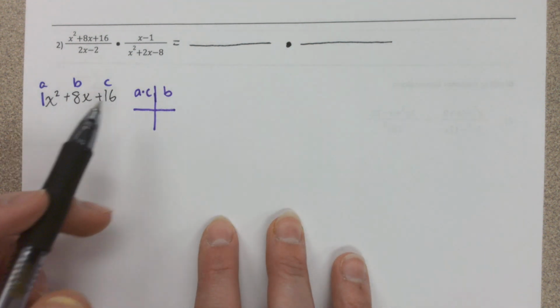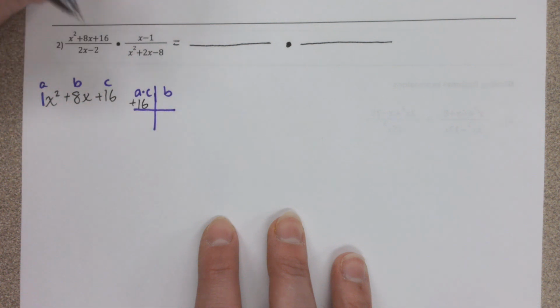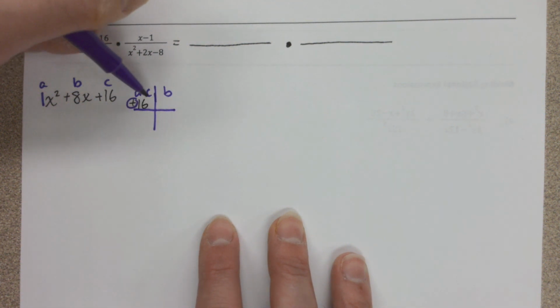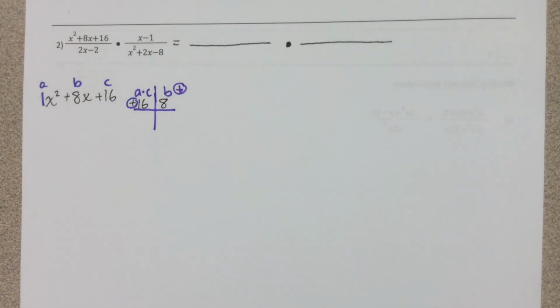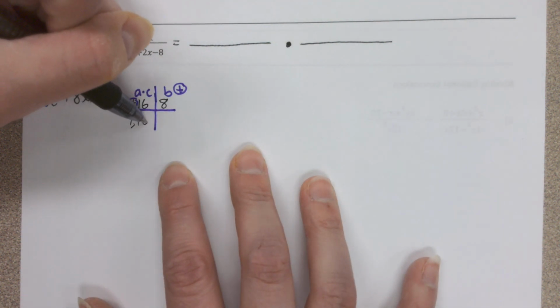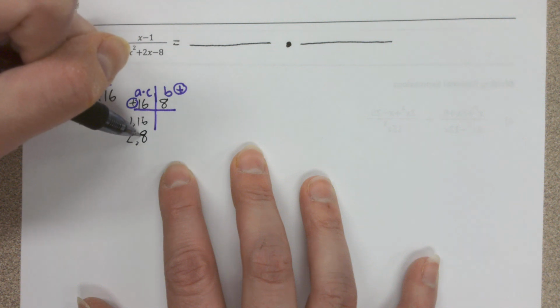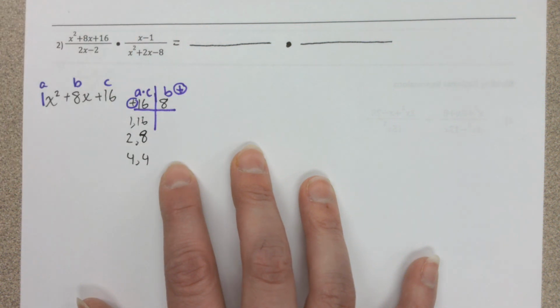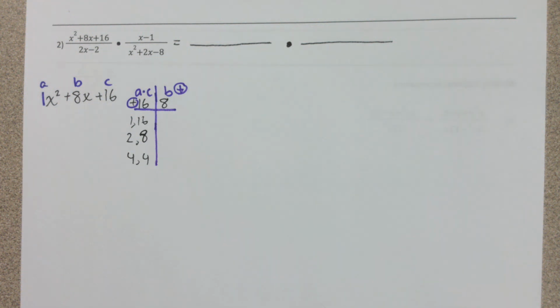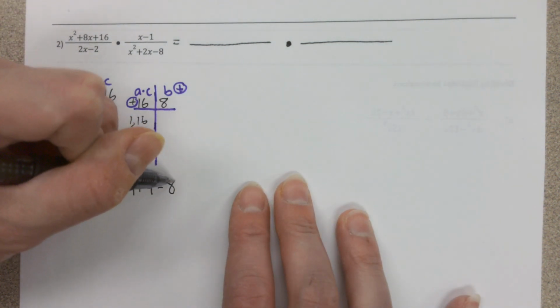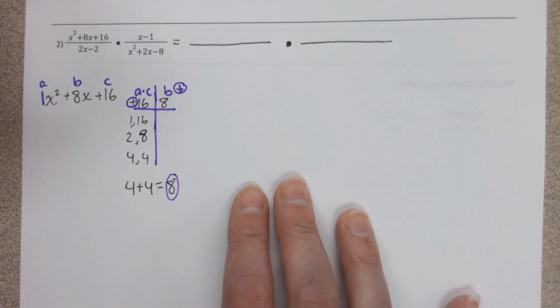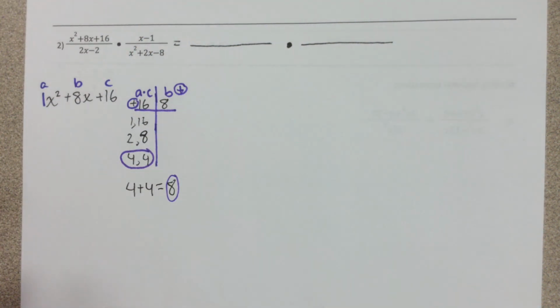A times C, 1 times 16, that's positive 16. And since it's positive, we are adding in this problem. And B is 8, positive 8. 16, we have 1 and 16, 2 and 8, and 4 and 4. And we want to add and give us 8, so we're going to use 4 and 4, because 4 plus 4 does indeed equal 8. So we're going to use 4 and 4 for our factors.